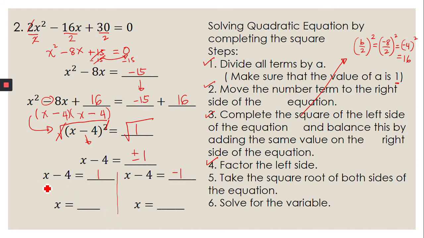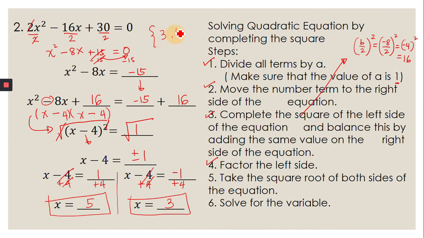To solve for x, we have to isolate x here, so we don't want negative 4 on the left side. So I will add both sides by 4. x is equal to 5. Same here, so plus 4 plus 4. x is equal to 3. Okay, so the solutions are 3, 5.